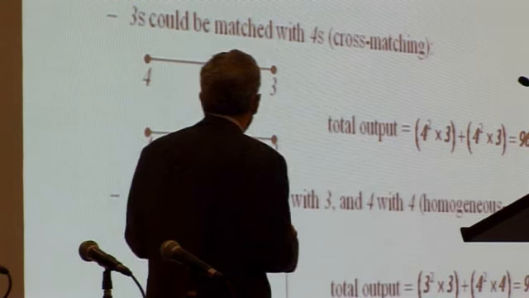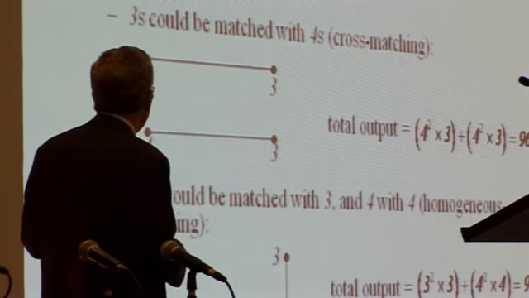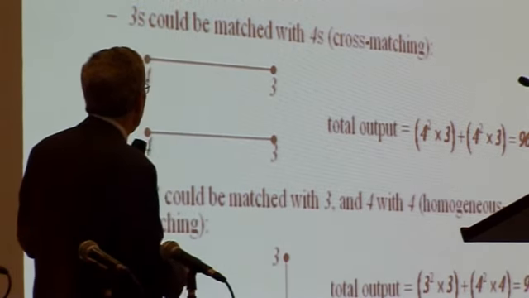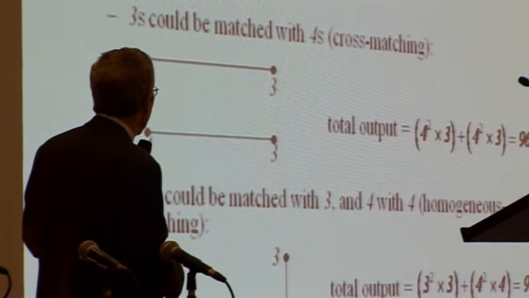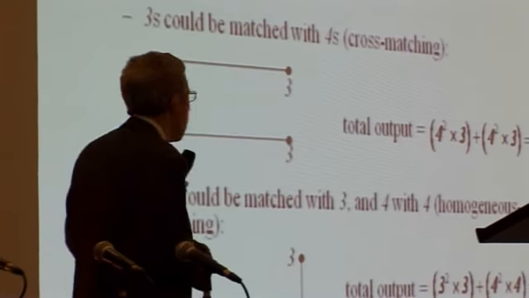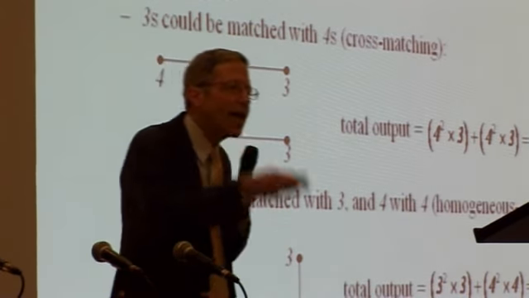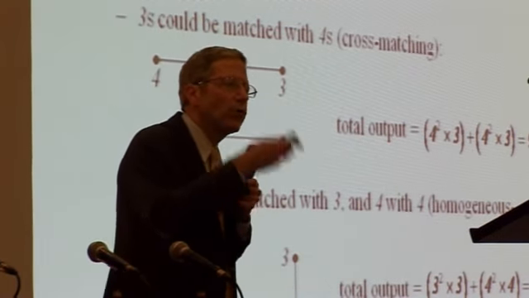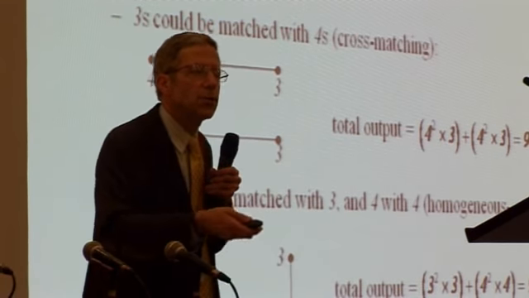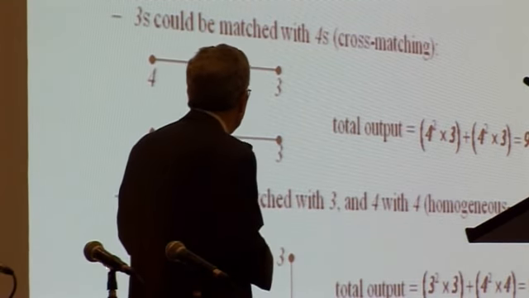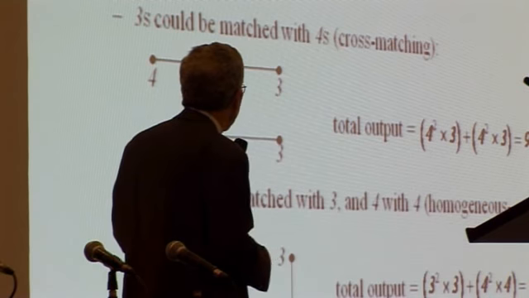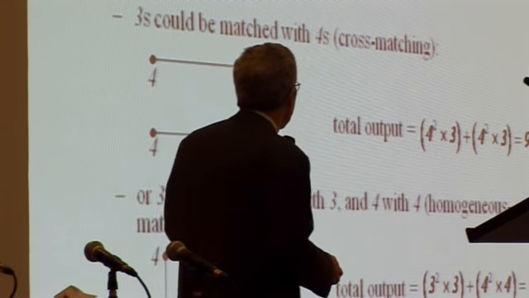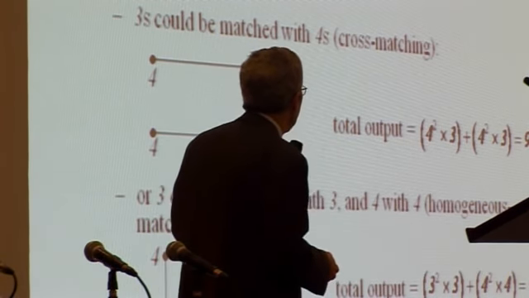But another possibility is that you could have one 3 worker matched with the other 3 worker. One of the 4 workers matched with the other 4 worker. That's what I'll call homogeneous matching, where you have the same skill level in both the managerial and subordinate position. These are 2 different firms. And in that case, the total output would be 91.